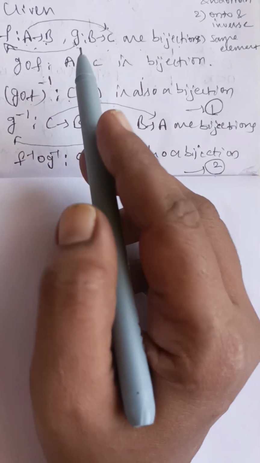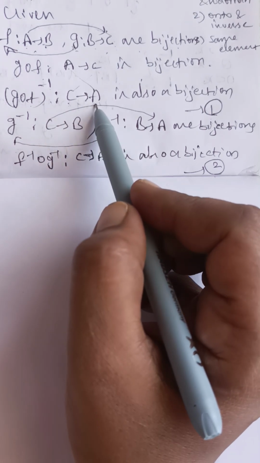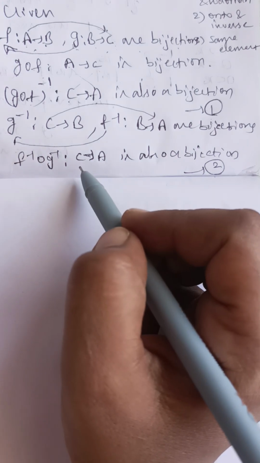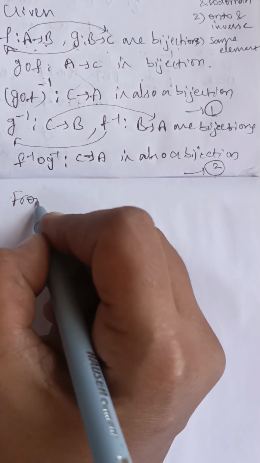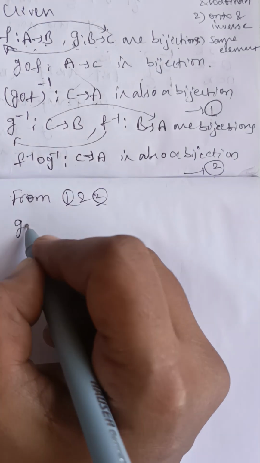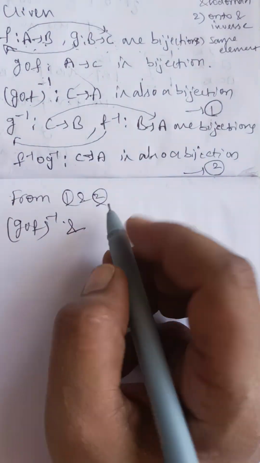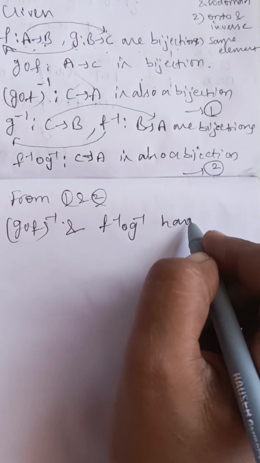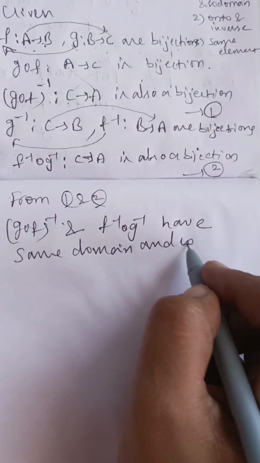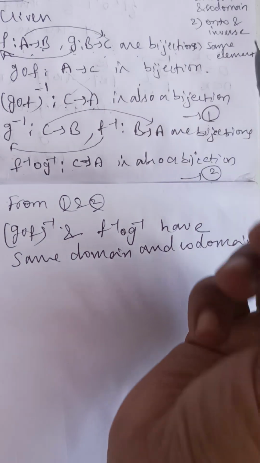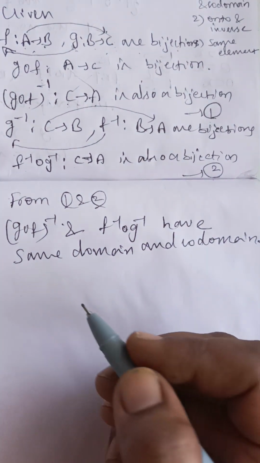Therefore, from 1 and 2, (G circle F) whole inverse has domain C and codomain A, and the second function also has domain C and codomain A. So from 1 and 2, the left side function (G circle F) whole inverse and the right side function, that is F inverse circle G inverse, have the same domain and codomain. So the first part is completed, and the second part is the definition of onto, and we also have to write the inverse.